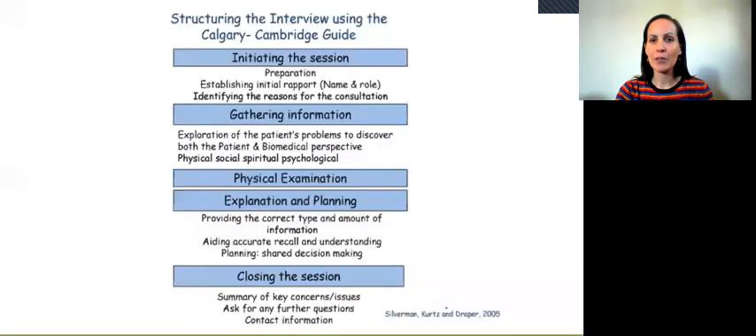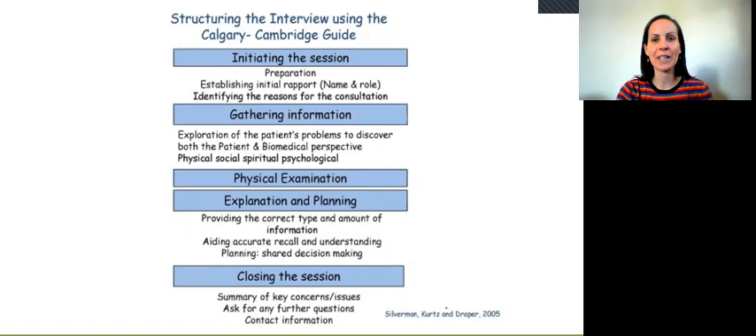So we teach using the Calgary-Cambridge framework for consultation skills. This is a framework device that shows a structure to how we do the consultation. We start the session, we then gather more information, we do a physical examination, explain the diagnosis and plan what the treatment will be with the patient, and close the session.